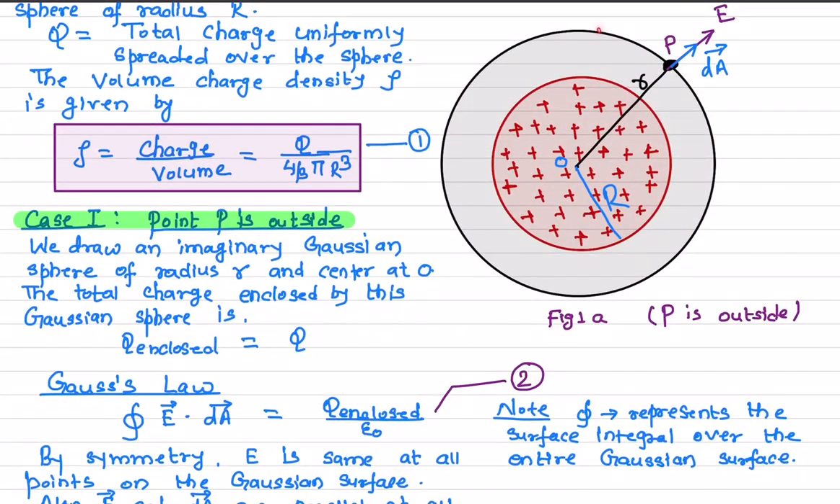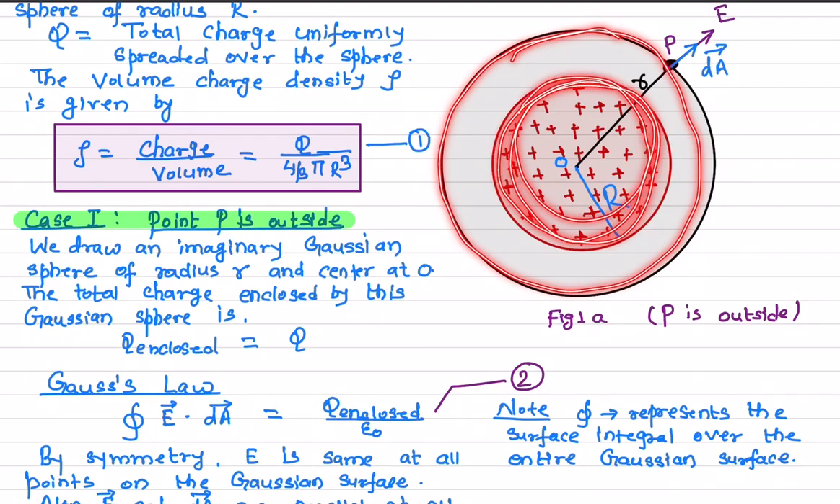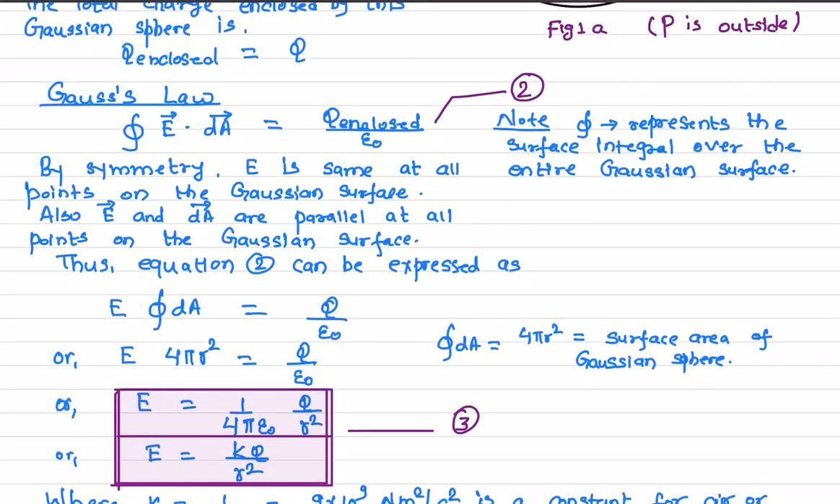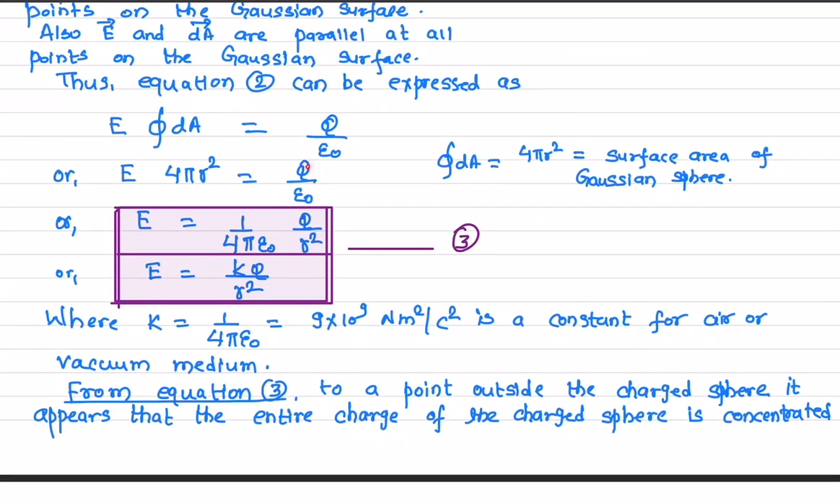Now this part tells you the Q enclosed by this imaginary Gaussian surface. What is the total charge enclosed by this Gaussian surface? It is the charge of this solid sphere, which is equal to Q. And the total surface area of the imaginary Gaussian surface is 4 pi r squared. If you now solve for E, what you get is Q over 4 pi epsilon naught r squared. We know that K is equal to 1 over 4 pi epsilon naught, so the equation becomes E equals KQ over r squared.